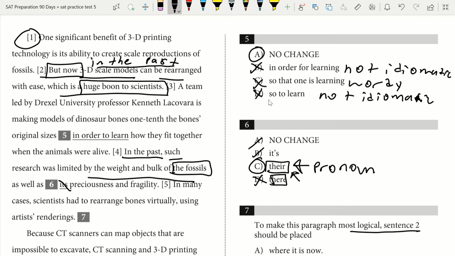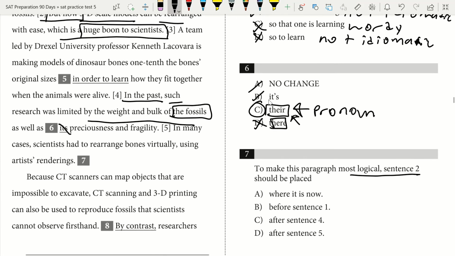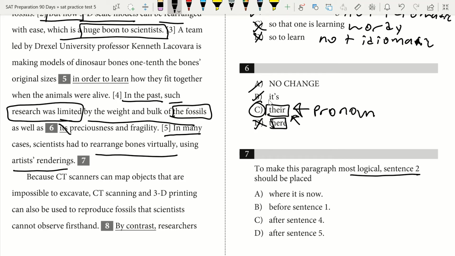All right, question 7, asking us to place sentence 2. Okay, so we just talked about in the past. Now we're talking about how the research is limited. Next, I want to see what comes after that 4, because if it's something that's still talking about that research being limited by weight and bulk of fossils, then I can't split it up. So we have, in many cases, scientists had to rearrange bones virtually using artist renderings. Okay, once again, that's continuing that discussion of their research being limited, so I can't split that up. But what I can do then is add it after sentence 5. So after sentence 5 is going to be my correct answer there.